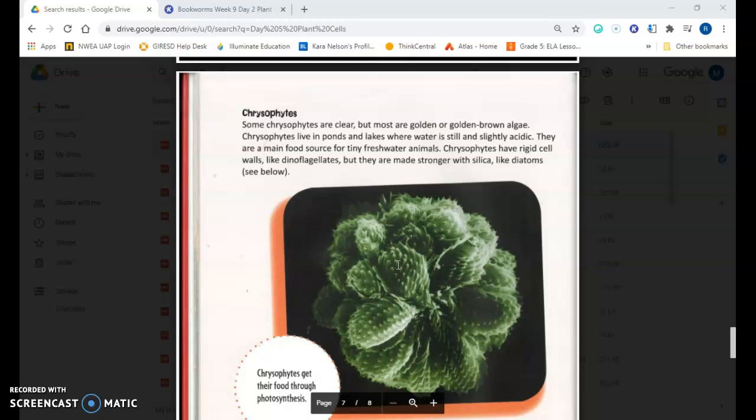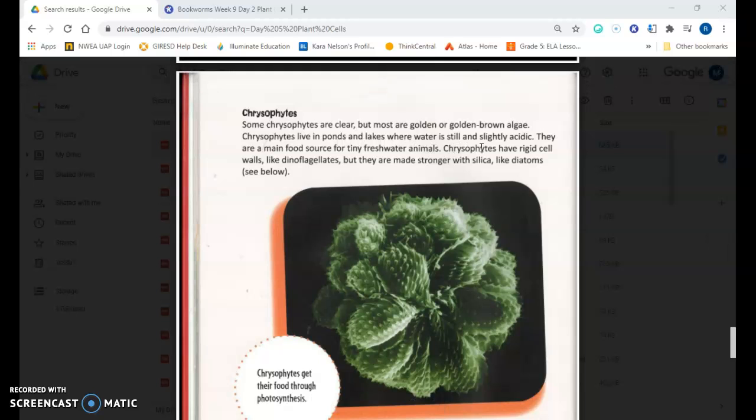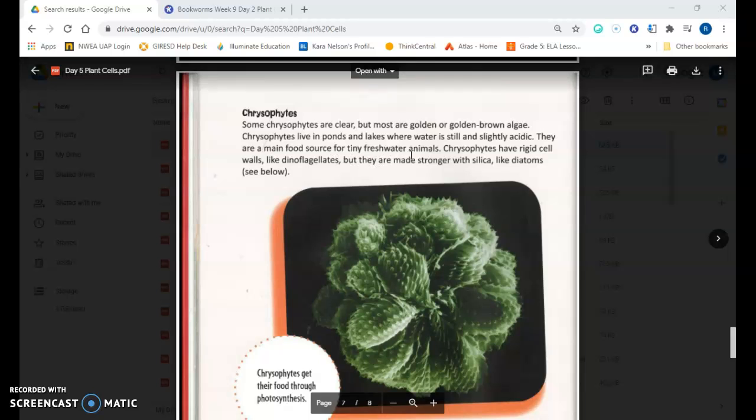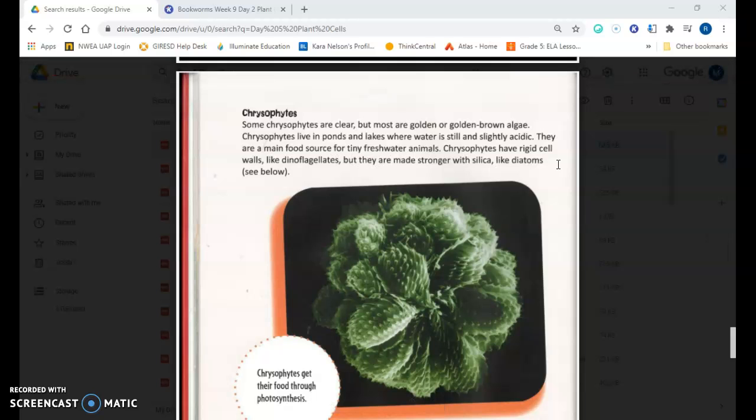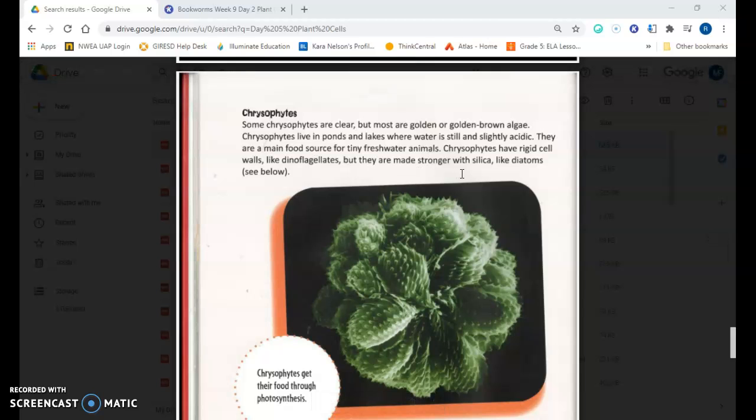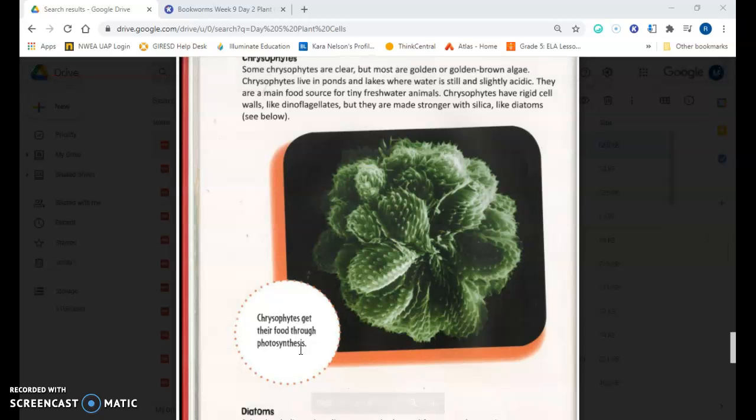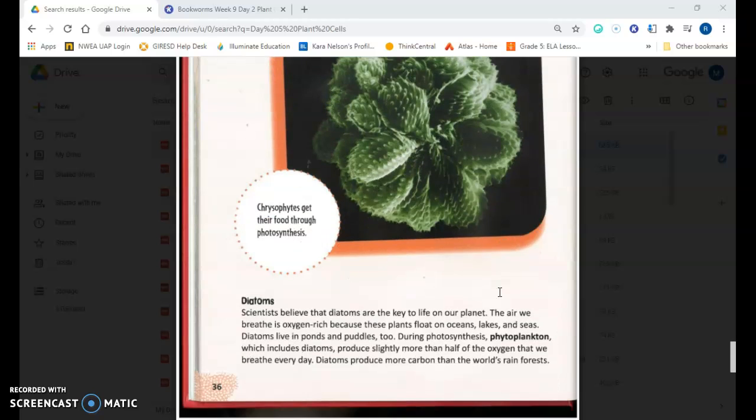Chrysophytes. Some chrysophytes are clear, but most are golden or golden brown algae. Chrysophytes live in ponds and lakes where water is still and slightly acidic. They are a main food source for tiny freshwater animals. Chrysophytes have rigid cell walls like dinoflagellates, but they are made stronger with silica like diatoms. Chrysophytes get their food through photosynthesis, just like the dinoflagellates and the diatoms.